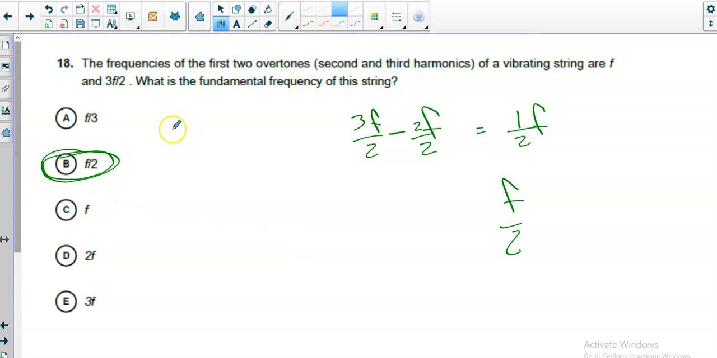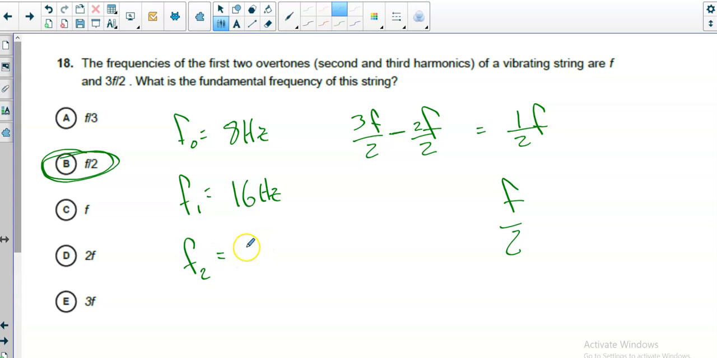So if something vibrates at its fundamental frequency, that might be, say, 8 hertz. The first harmonic is going to be double, that's going to be 16 hertz. The next harmonic is going to be 24 hertz. Notice that the difference between these two is still 8 hertz. You're going to add that every time. So to get the fundamental, you just need to subtract any two harmonics that are next to each other.